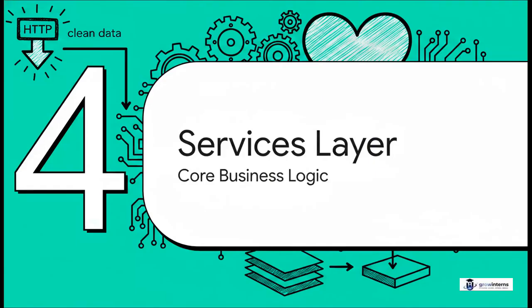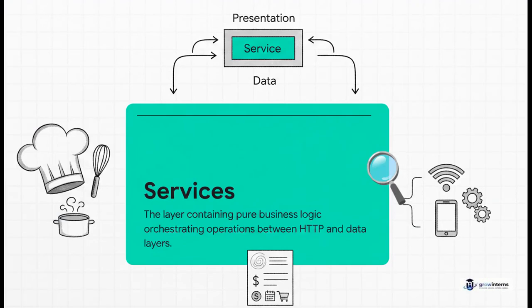On to Section 4, Services. This is where your core business logic lives. Once the controller successfully parses the HTTP request, it passes that clean data down to the beating heart of our app, the service layer. The service is the chef in the kitchen. It has no idea what an HTTP status code is, and it frankly doesn't care if the request came from a web browser, a mobile app, or an internal microservice. It only focuses on executing the core business recipe. Things like calculating a user's discount, validating a subscription renewal, or orchestrating a complex checkout process.